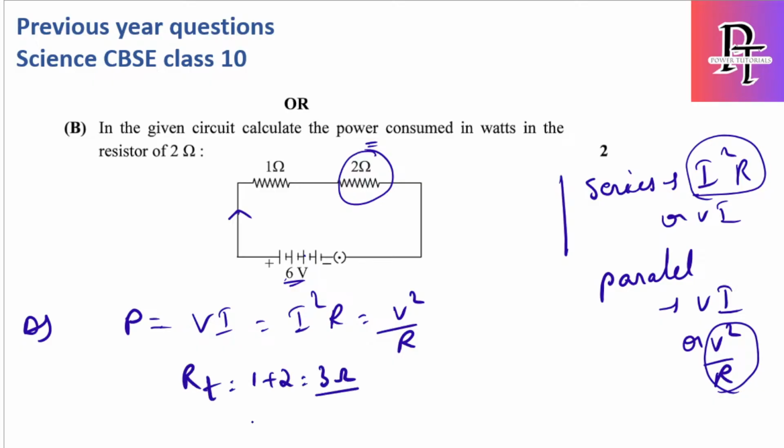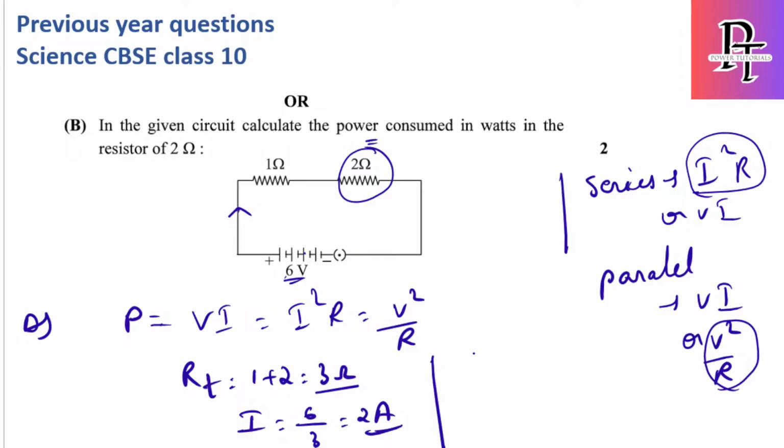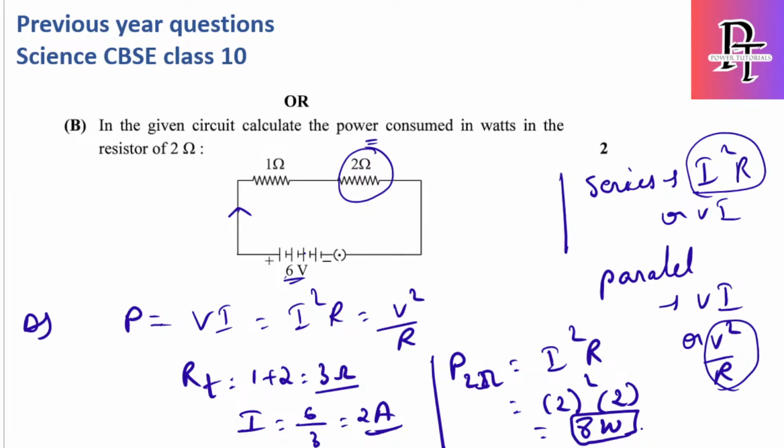To find the current, using V by R, V is 6, R is 3, so current is equal to 2 amperes. So we have got the current value, and we have the resistance value. Which formula I told you, for series I always prefer the I square R formula. So power at the 2 ohm resistor is equal to I square R, which is 2 square into R, which is again 2, so 4 into 2, which is 8 watts. The unit is important because for the unit also I think they will carry one mark. So always write the units properly. So for this question the answer is I square R, which is 2 square into 2, which is 8 watts.